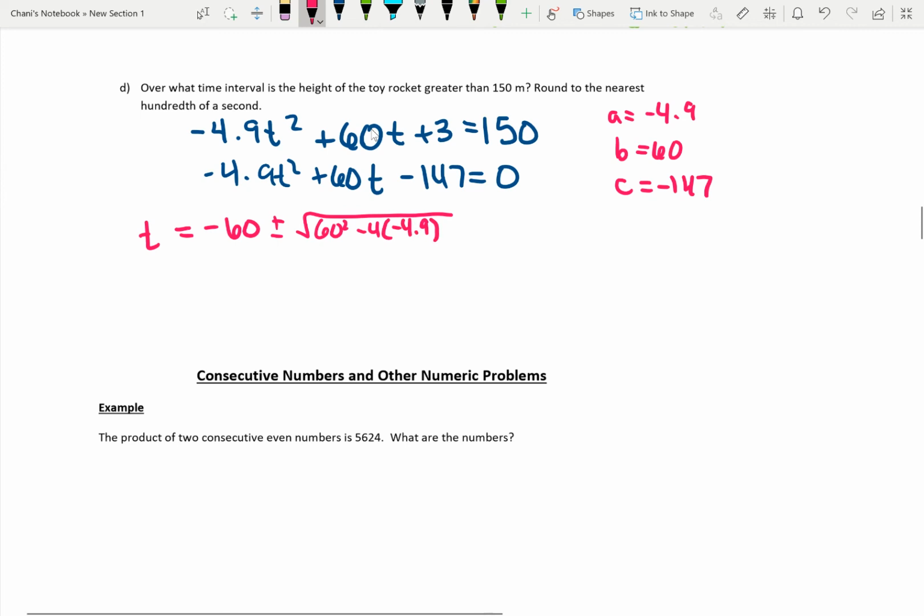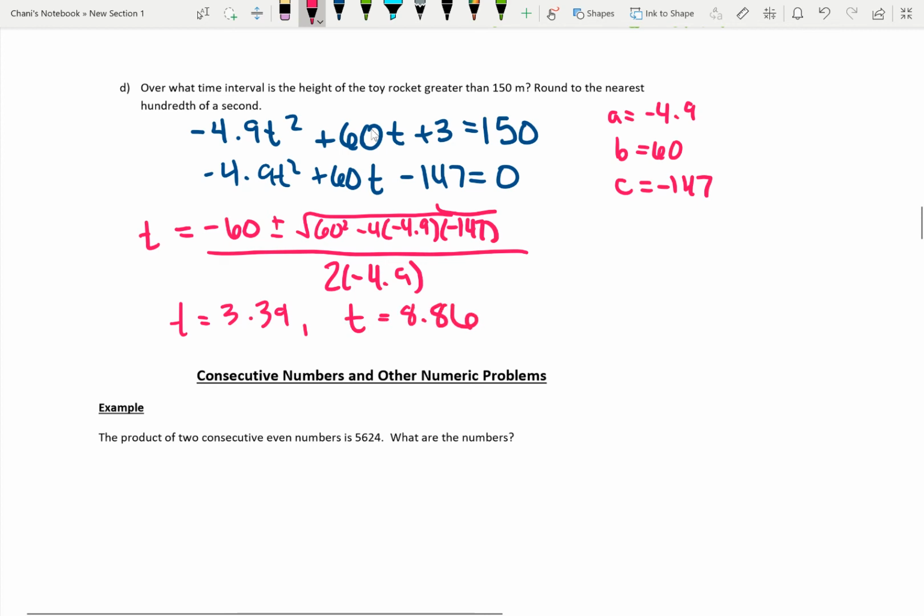Notice that I'm using t here instead of x, since that is the independent variable. So this is almost like finding the zeros, but our c value is different because we're solving a different equation. Okay, so we get that t is equal to 3.39 and t is equal to 8.86. So this means that it is at 150 meters at 3.39 seconds on the way up and at 8.86 seconds on the way down. To find how long it's above 150, we subtract the two. So we get 5.47 seconds.